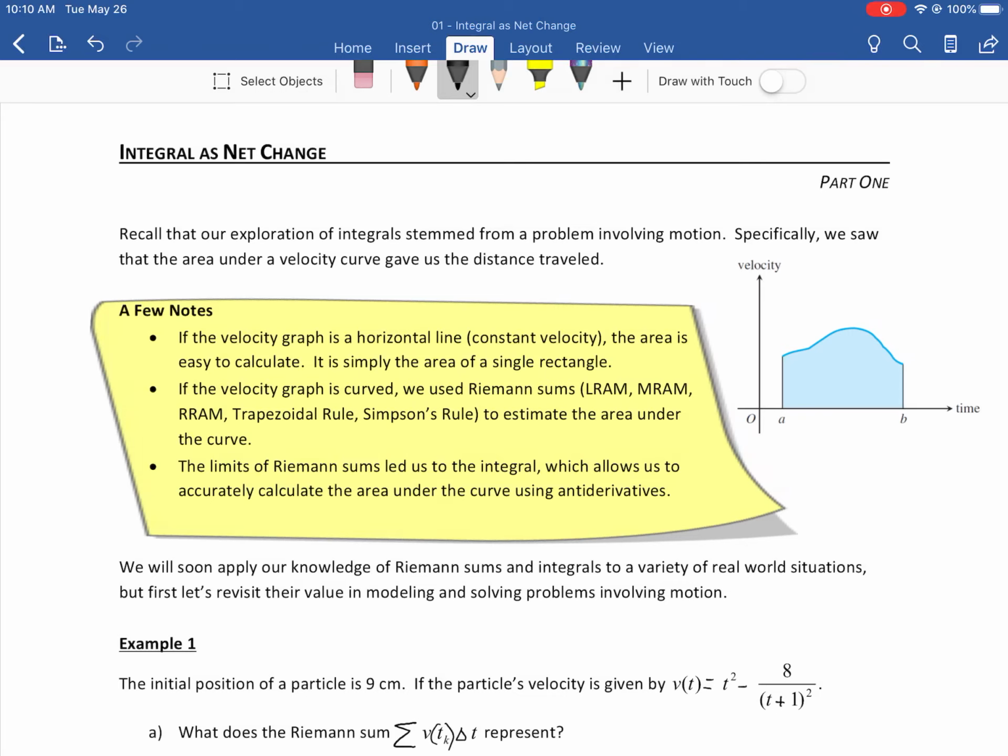Okay, today's lesson, integrals as net change. There'll be some nice review of how integrals work in the middle of all this, but as applied to net change, whatever that means. Well, we'll definitely get to all that.